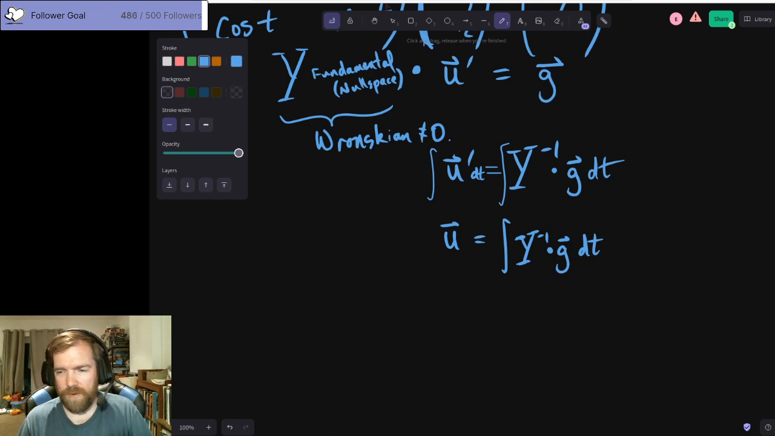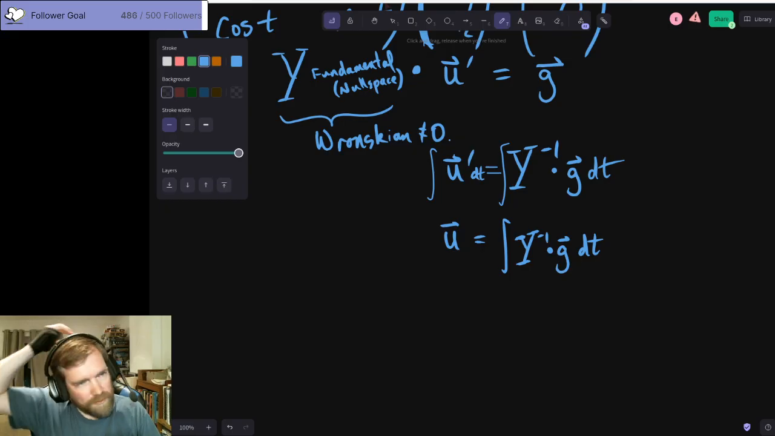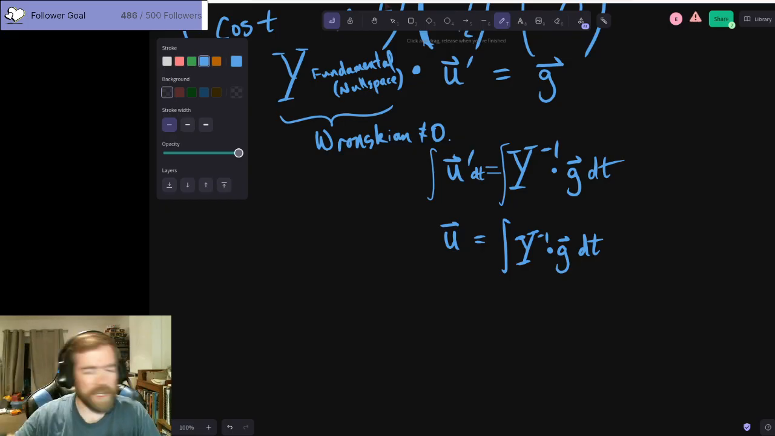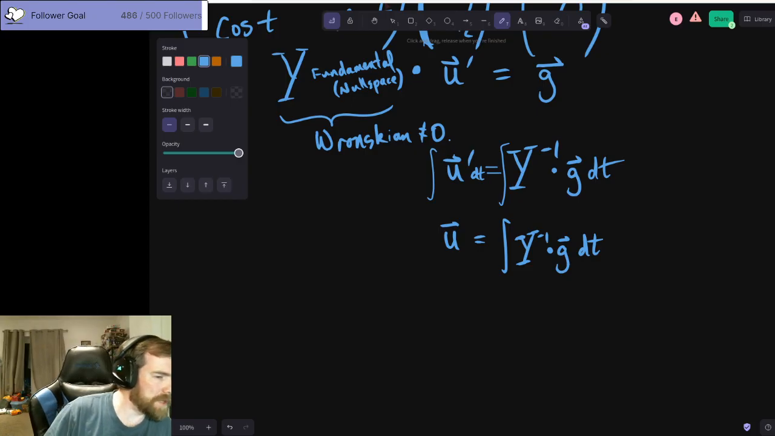What do we have for our fundamental? What do we have for our g vector? And make sure that you do the inverse correctly. I know that most of the time we're just using something like MATLAB or Wolfram to get these things, and it makes it a bit easier.